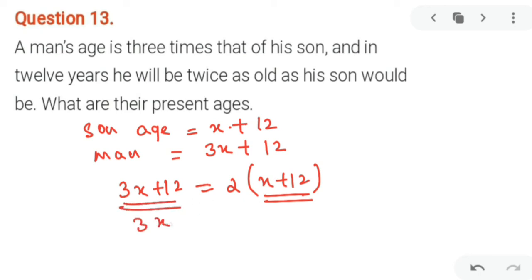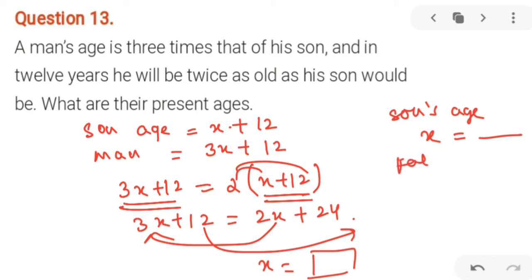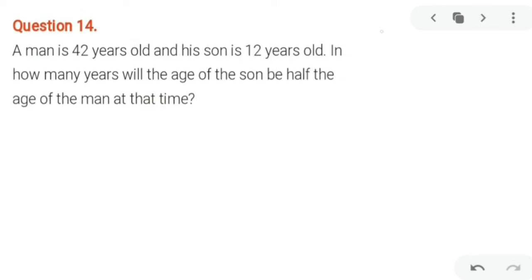Now what you have to do? Keep 3x plus 12 as it is. Multiply 2 with x and with 12. Now take 2x here and 12 here and solve for x. Once you got x, my dear kids, that will be son's age. Because you kept son's age as x, you have to find father's age also, that is man's age also, that was 3x. So whatever value you get of x, you have to multiply with 3 to get father's age. Isn't it easy? Let's jump on to next.